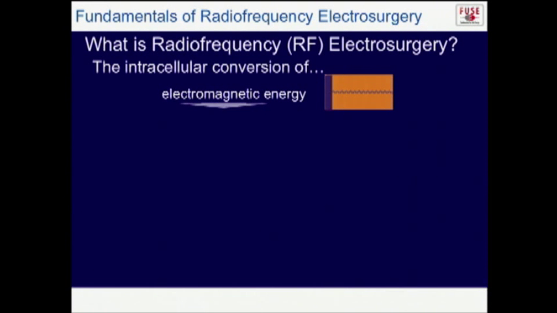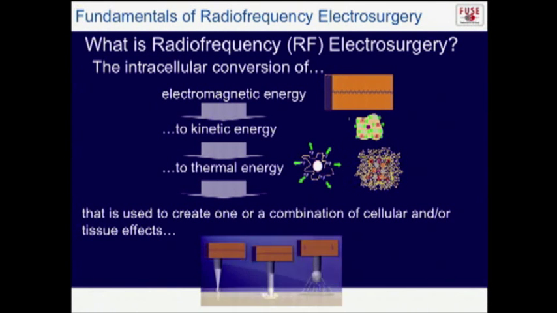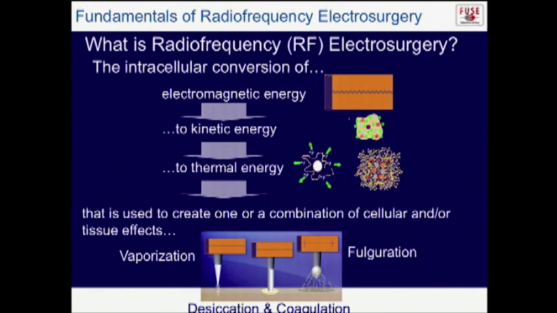Well, it's really an intracellular conversion of electromagnetic energy to mechanical kinetic energy to thermal energy. So we have a double conversion. And the purpose of this is so that we can increase intracellular temperature to achieve one or more of these effects: vaporization, coagulation, desiccation, or fulguration. Fulguration is really just a special type of desiccation. It's not cautery. None of this is cautery.